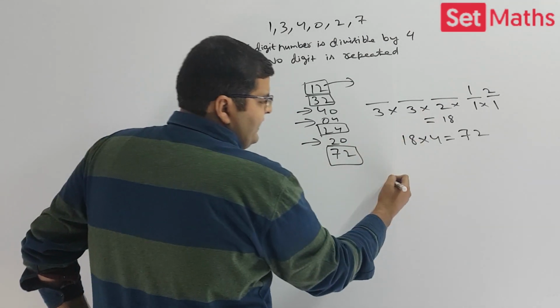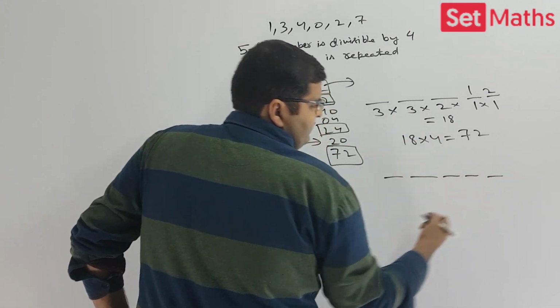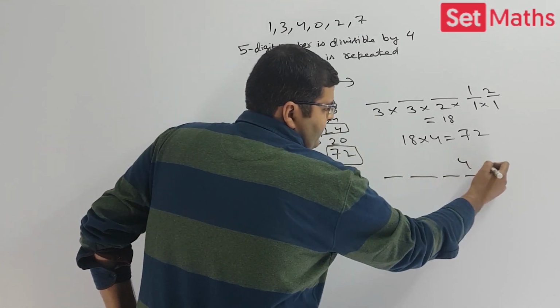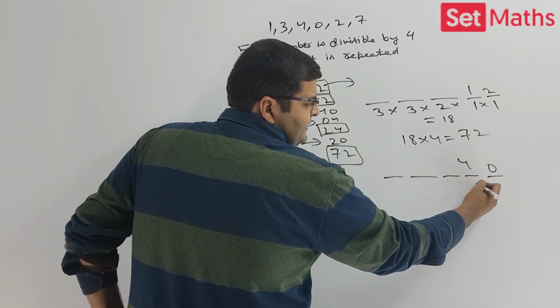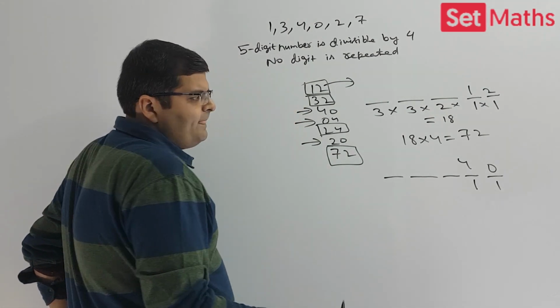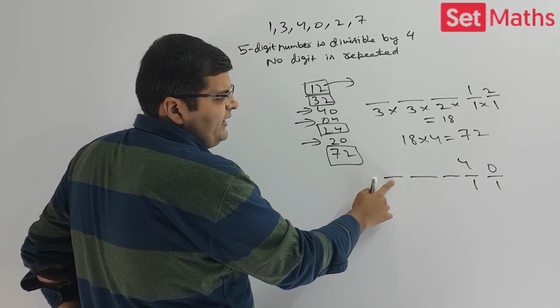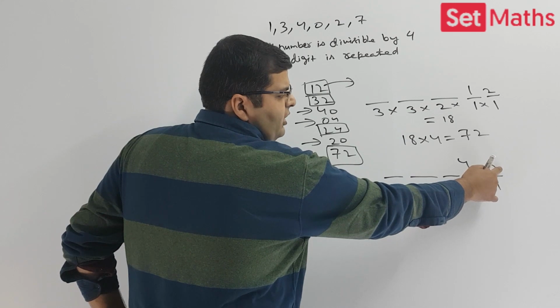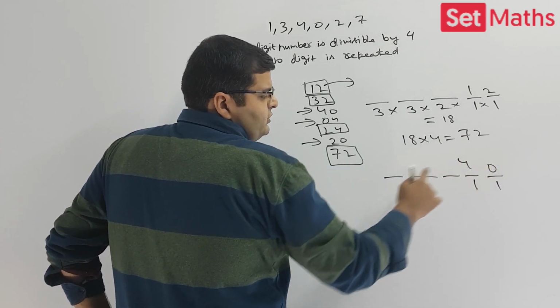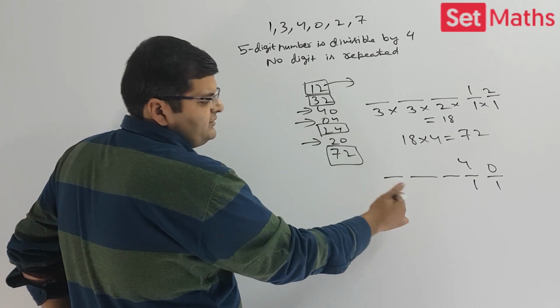So for that we'll create a 5-digit number here. Let us find it for 40. If I have 4 and 0 here, I have already filled these 2 places, so the number of ways these can be filled is 1 and 1. Now for this place, 0 is already utilized, so I have 4 options for this place.